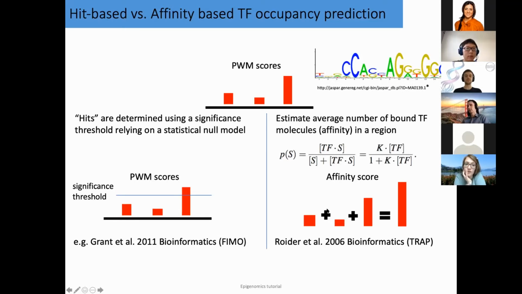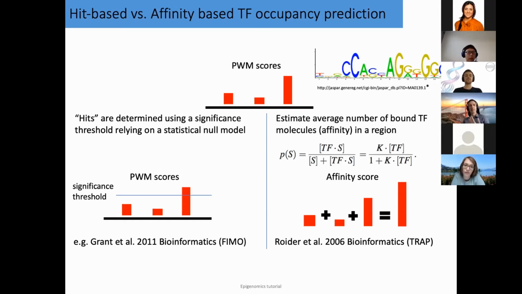Then, instead of looking for one individual hit or several hits along the sequence, it sums up the contribution of each individual base pair, basically moving the PWM along the sequence. This is what they call an affinity. So for a sequence you get an affinity, and it should estimate the average number of bound TF molecules in that region. You can think of it as a biophysically inspired statistical estimate.